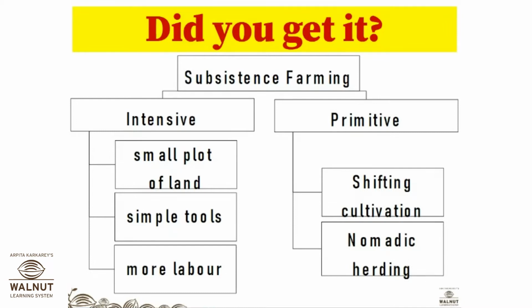So all these things are related to subsistence farming. In intensive farming, the characteristics are a small plot of land, simple tools being used, and they needed more labor for it. Is it clear up to subsistence farming? Do you have any doubt in subsistence farming?